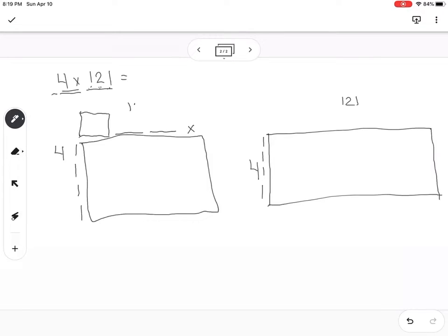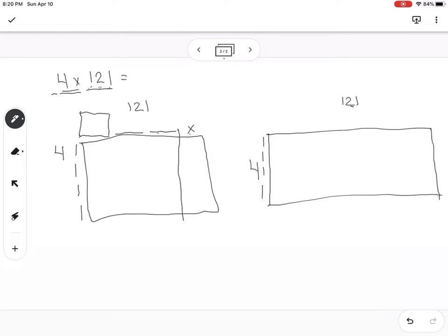So here's my 121 with the pictures, and here it is without the pictures. And over here on the picture one, I'm going to look at this, and I think I want to break it apart between the 10s and the 1s right here like I always do.